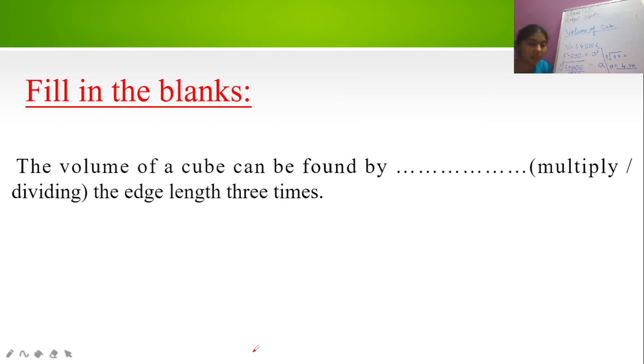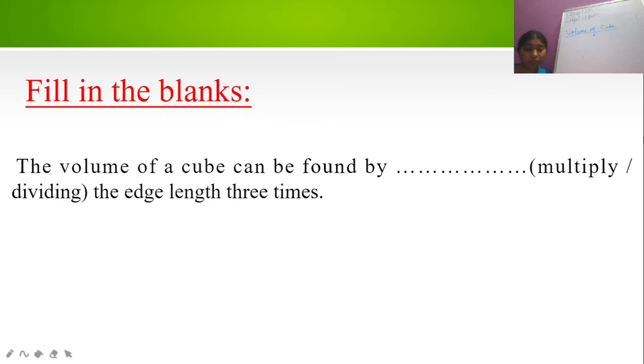So there is a fill in the blanks in front of you. Read the question properly, then you have to give me the answer. If you know the answer, write it down in the comment box, students. The volume of a cube can be found by dash, by multiplying or dividing the edge length 3 times. If you want to find the volume of a cube, then you have to multiply the edge length 3 times, or you have to divide it. Yes students, write down your answer.